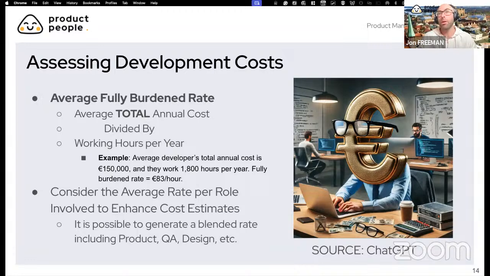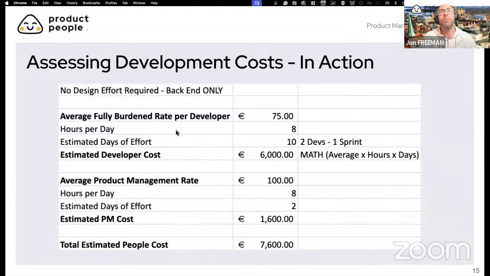But at this point, you have some sort of a baseline for understanding how much development costs, at least on a per hour basis. And you could also consider the average rate for other roles that are actually involved in this as well, right? The product manager, his time counts for something. QA time, if you're not counting that as part of development, design, et cetera, there's lots of additional costs that need to be considered from a personnel perspective.